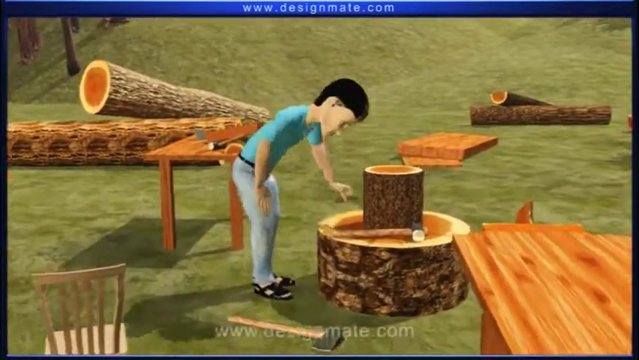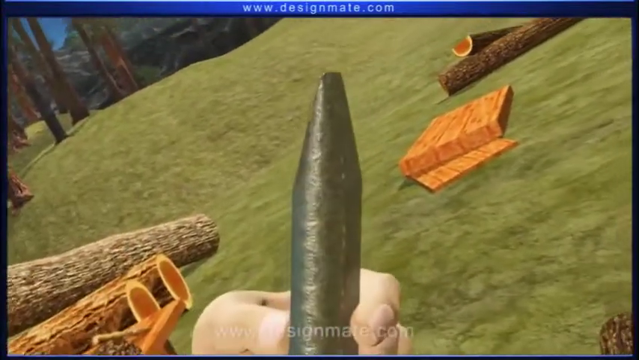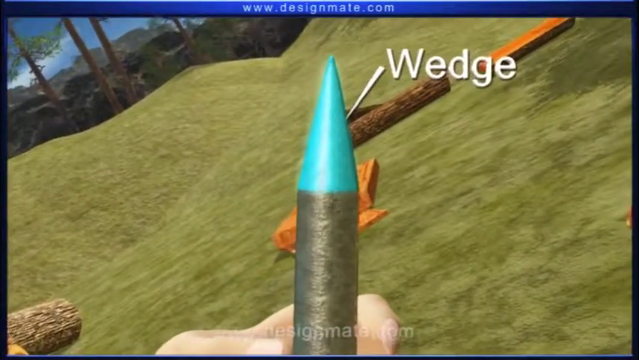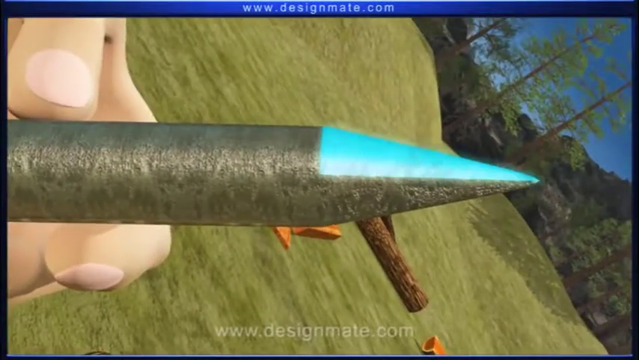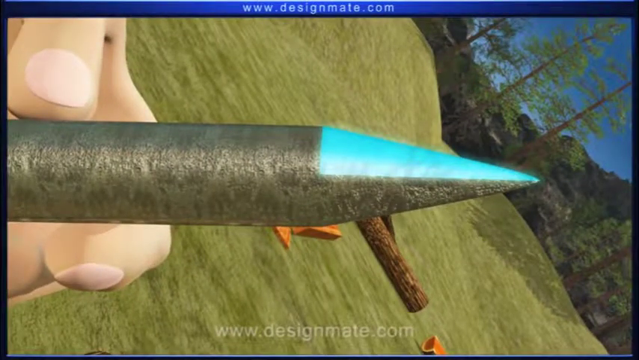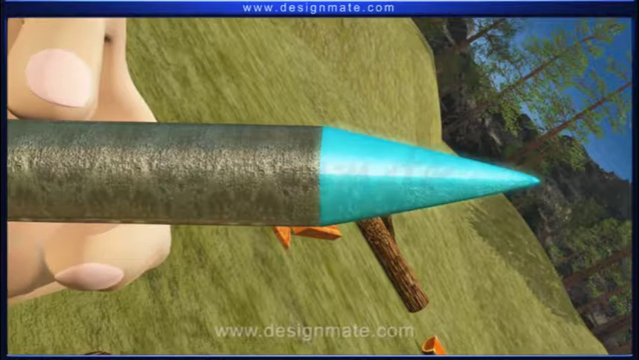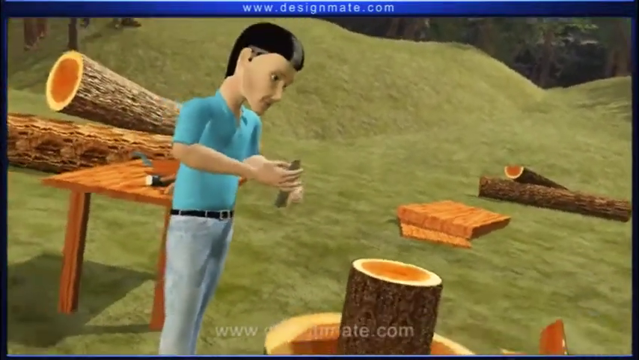To make it easier, he is now using a simple machine, the wedge. A wedge is basically an inclined plane. Wedges may have one or two sloping sides. Now let us see how it works.